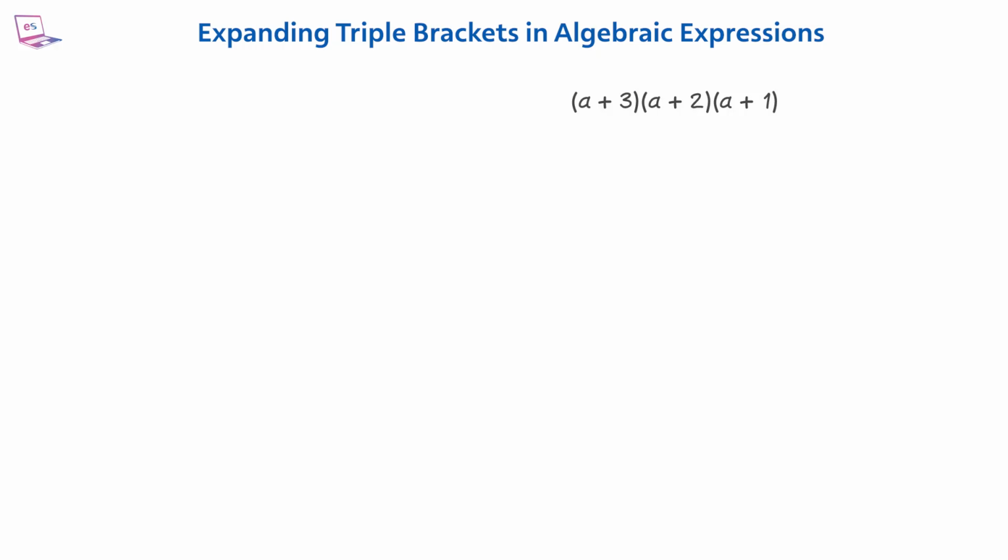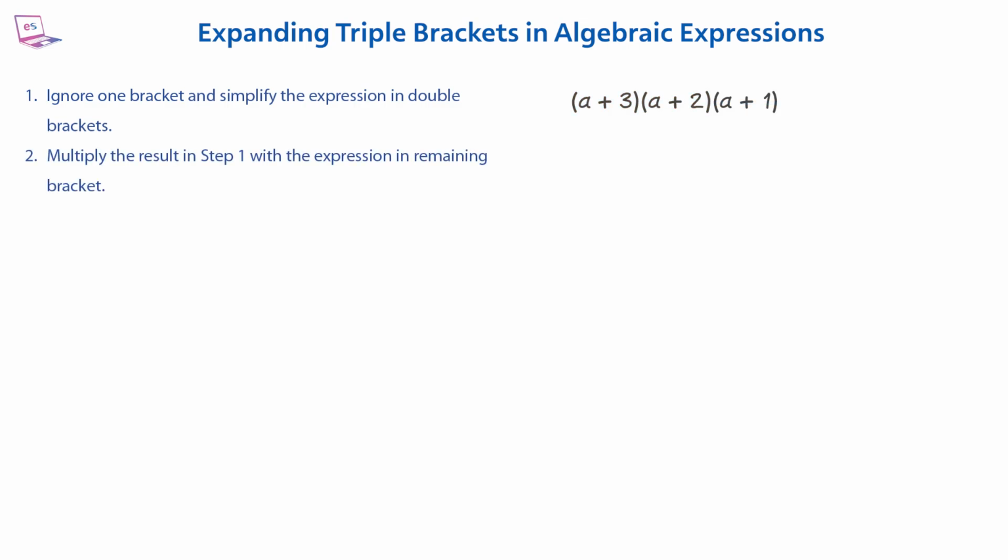Whenever you come across triple brackets, follow two steps. Step 1: ignore one bracket and simplify the expression in double brackets. Step 2: multiply the result from step 1 with the expression in the remaining bracket. If there are more than two terms in a bracket, you can split it into a series of single bracket multiplications. Sounds complex? You can understand better when we do this example.